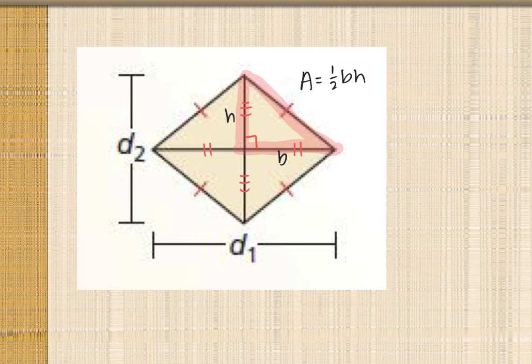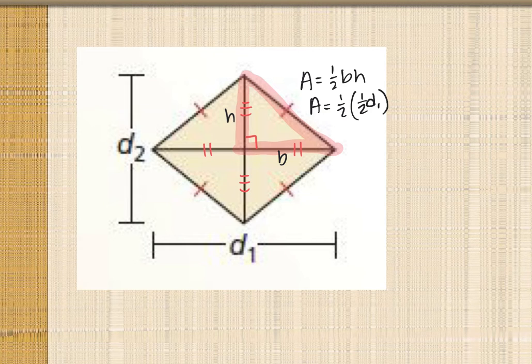Now, let's try to write the base in terms of the first diagonal, right? Our base is the same as what portion of our first diagonal? Very good, half of it. So let's write that in there. So our area is equal to 1/2. Instead of B, we're going to put 1/2 whatever D1 was. Do you guys see that? Because diagonal 1 is cut in half. Do you guys kind of see that? Yeah. Okay, so we're going to say 1/2 times D1.